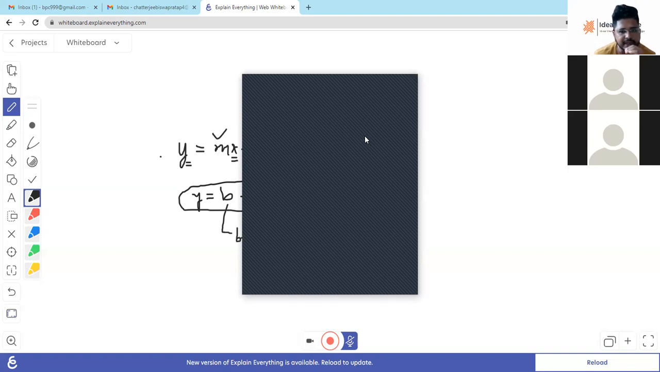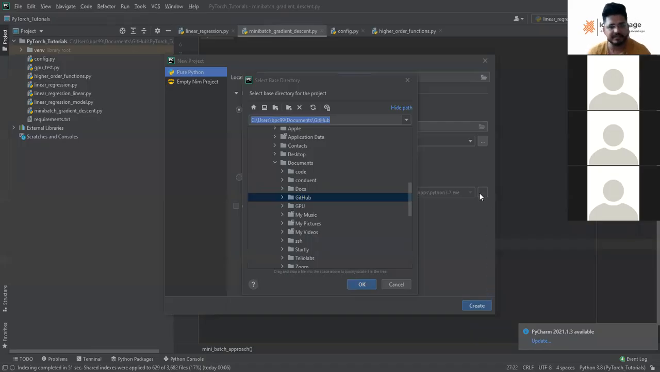Oh, you guys cannot see my PyCharm screen, right? No, we cannot see. Okay, one minute. Can you see now? Yes, yes, we can.